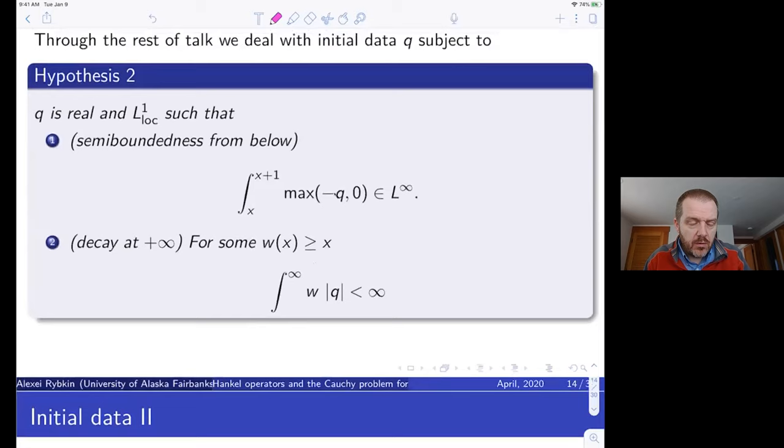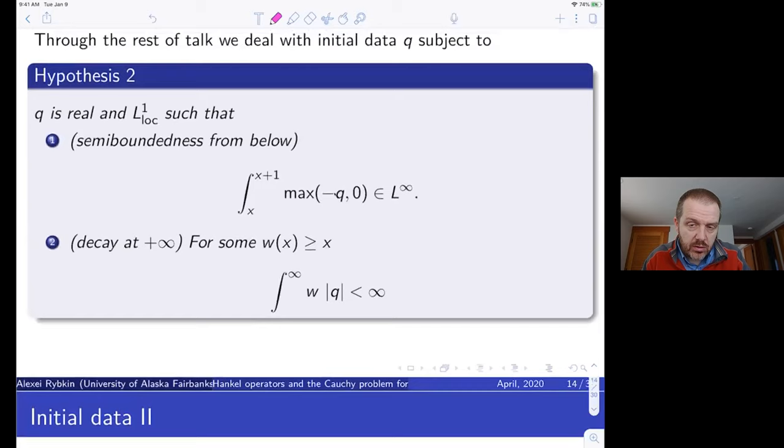Minus Q. No. Q could go to plus infinity. So what you're doing is you're taking an integral over a unit interval, any interval, and then you're saying that the integrated result is L infinity. That's correct.